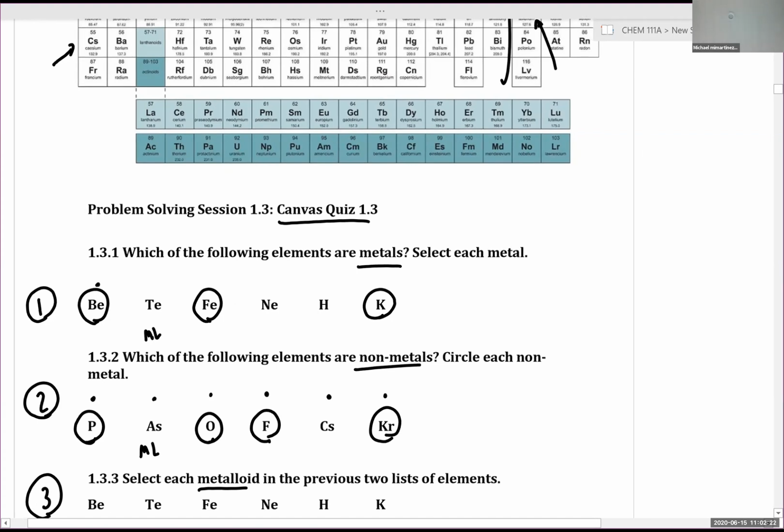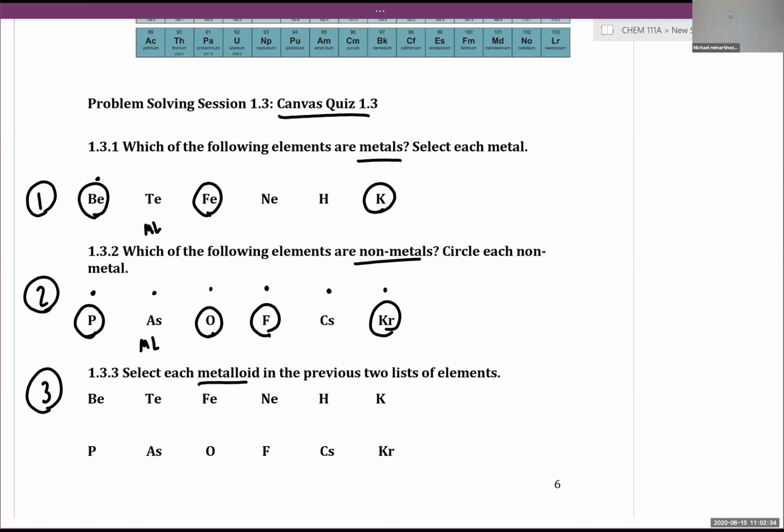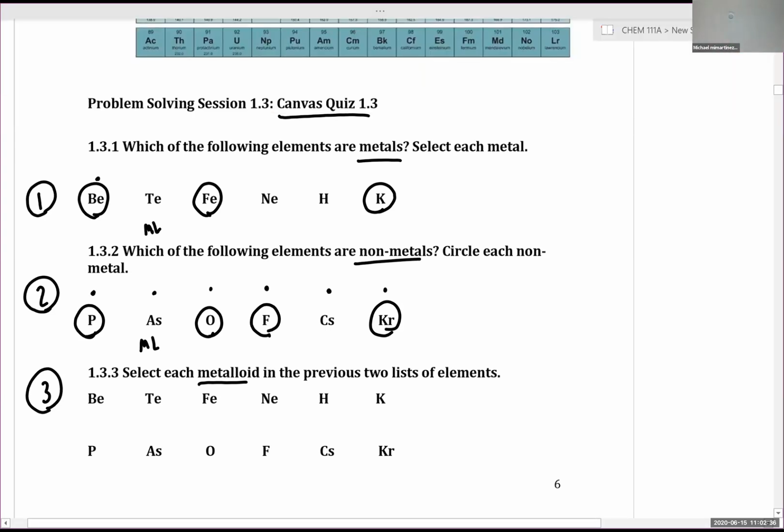Perfect. Now, from the above lists, let's try to select our metalloids. You're more than welcome to provide your responses via chat or verbally using the voice chat feature in Canvas. Both are more than okay. Metalloids are their own unique category as they behave slightly differently than your typical metals and non-metals. So let's select each metalloid from the previous two lists. We suspected tellurium is a metalloid, so we'll circle tellurium. We looked at arsenic and said arsenic was a metalloid.